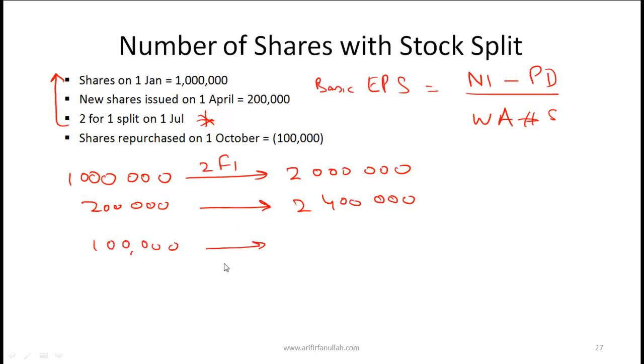But after the split, now the 100,000 is in the post-split world. So this is a treasury stock operation. The 100,000 remains 100,000, and the shares come down to 2,100,000.